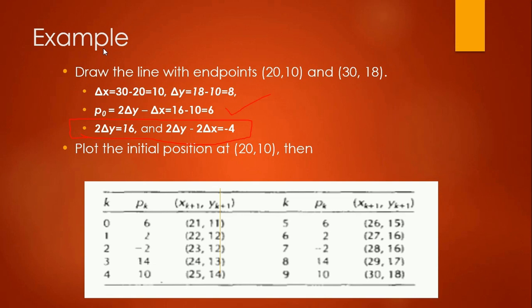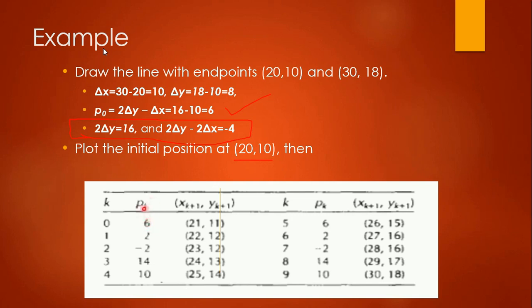Let us plot the initial position on the screen as 20, 10. So let us start doing the problem using the algorithm. We have already plotted 20, 10. Now we have to calculate the next x, y positions. What is k? K is the number of steps you have here. Initially k is equal to 0, since we have not started the problem, and the decision parameter pk is equal to 6. We already got the decision parameter.